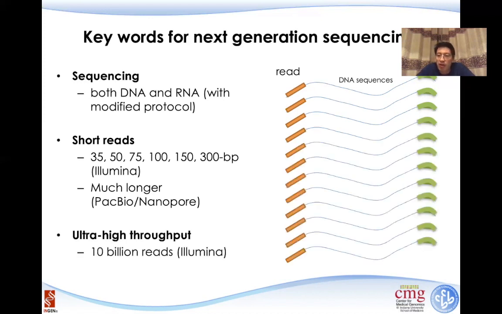The third keyword here is ultra high throughput. We are not sequencing one molecule at a time. Rather, in one machine run, we can sequence up to 10 billion sequencing reads. So you can think of the throughput is super, super high.